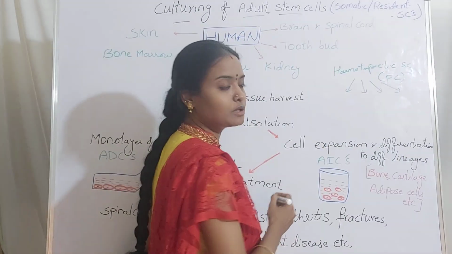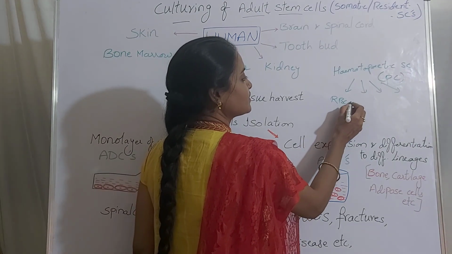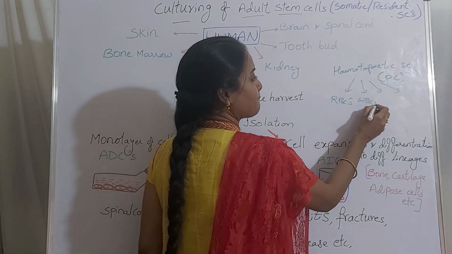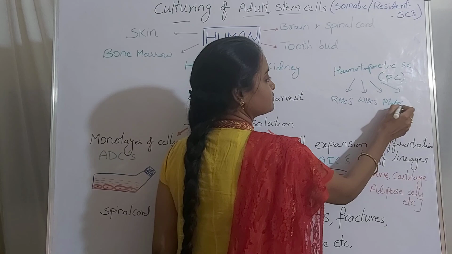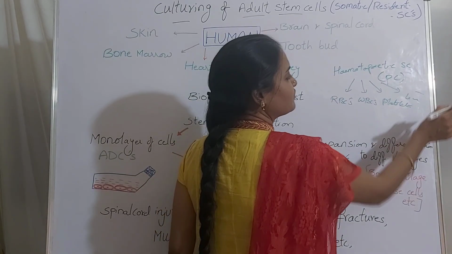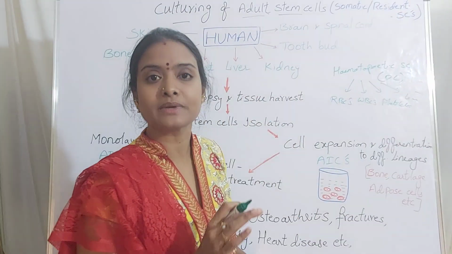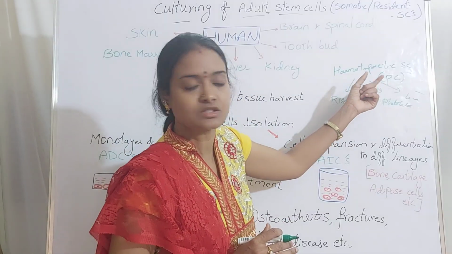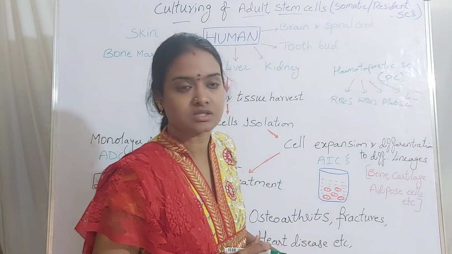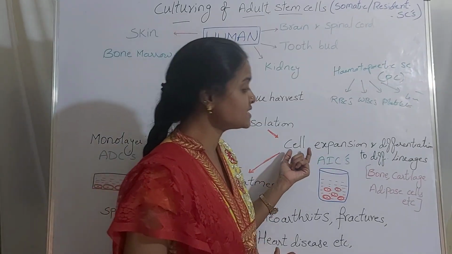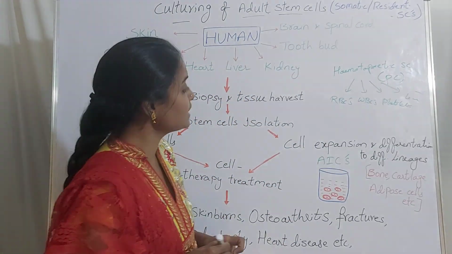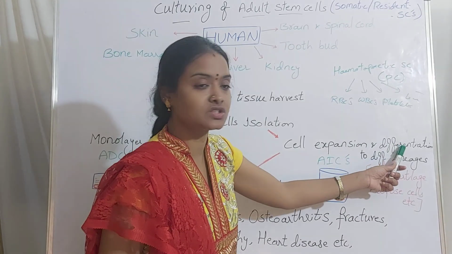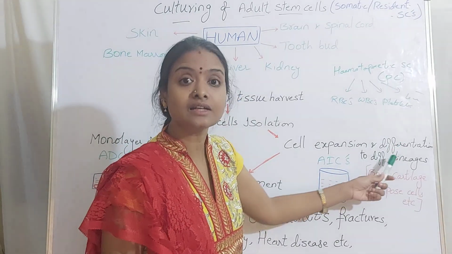What are present in blood? Your RBCs, WBCs, platelets, leukocytes, everything. So all the cells which are present in the blood can be produced by this precursor cell. So we call them lineages. So at this stage, the cells are undergoing cell expansion and differentiation to different lineages.